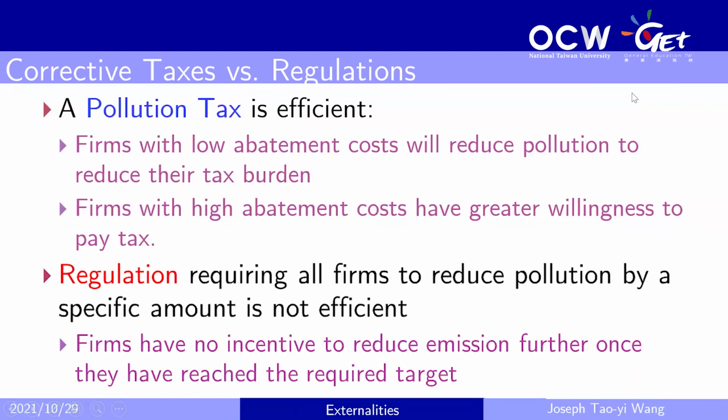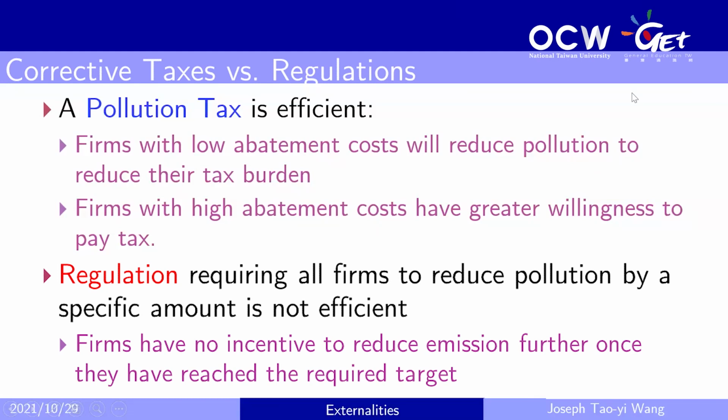Compared to regulation, where you require that all firms have to do the same thing. You have to reduce up to this amount. And then, of course, the high-cost firms will have to pay the high cost to prevent pollution, and the low-cost firms will have to pay low cost. So the high cost is higher. And if the low-cost firm prevented even more pollution, it's much better for society, but that's not happening.